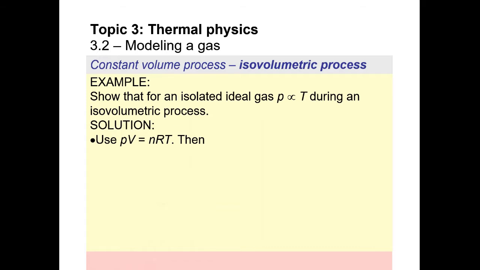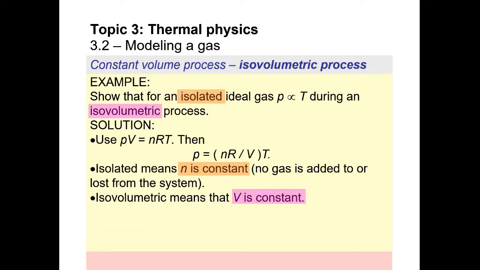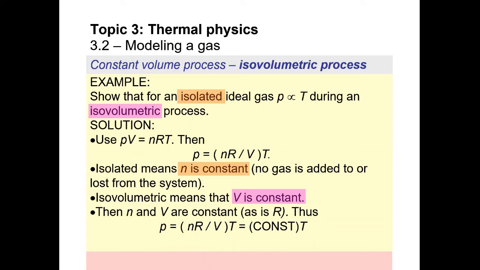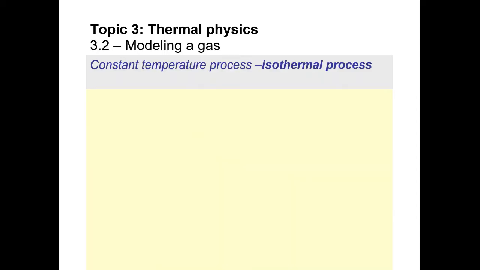Ideal gas equation, rearranged: P equals nR over V times T. Isolated means n is constant. No gas is added or lost from the system. Isovolumetric means that volume is constant. So n, V, and R are constant. That means nR over V is constant. That gives us pressure proportional to temperature during an isovolumetric process. Isovolumetric is sometimes called isochoric. Constant temperature process is called isothermal process.